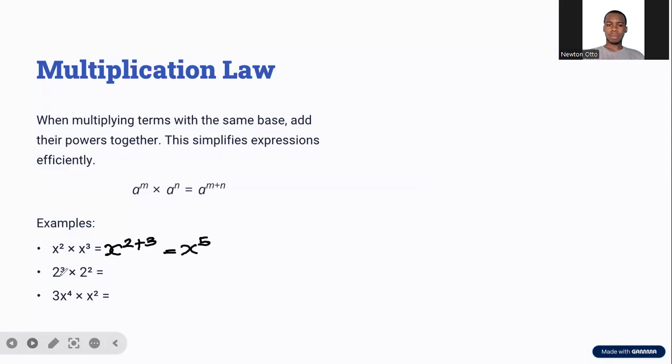The second question, 2 raised to power 3 multiplied by 2 raised to power 2. If they have the same base, you can add their power. 2 raised to power 5. And this is 2 times 2 times 2 times 2 times 2. Remember, index means the number of times a number multiplies itself. And this is what: 2 times 2 is 4, 4 times 2 is 8, 8 times 2 is 16, 16 times 2 is 32.